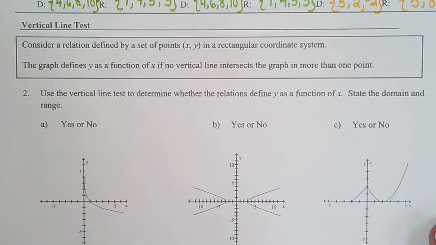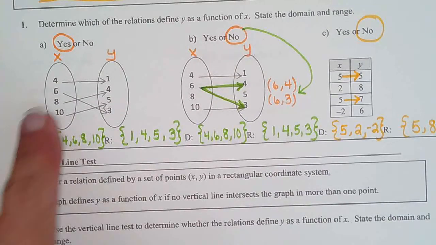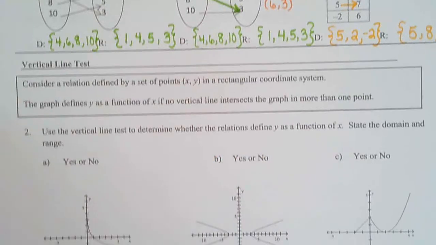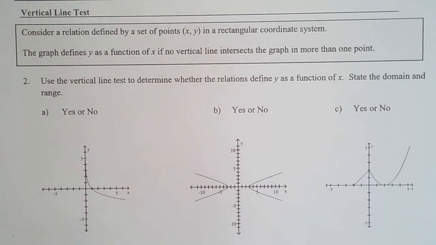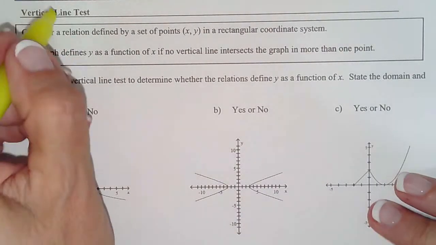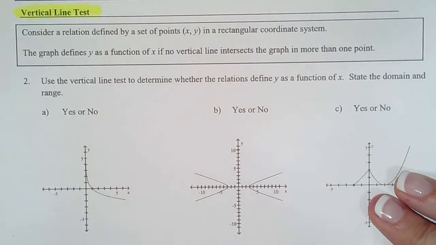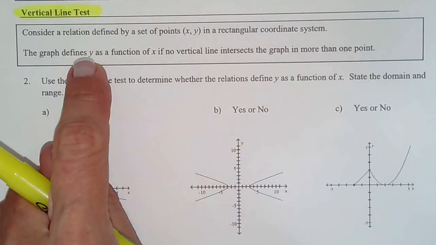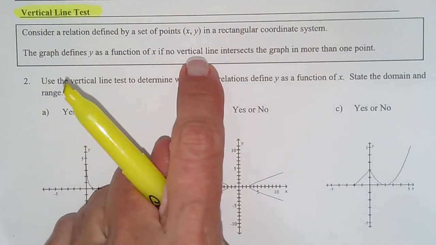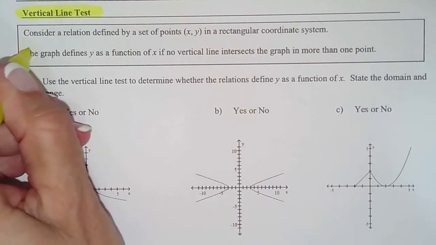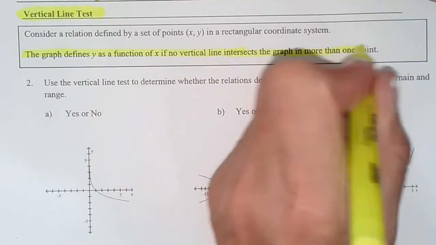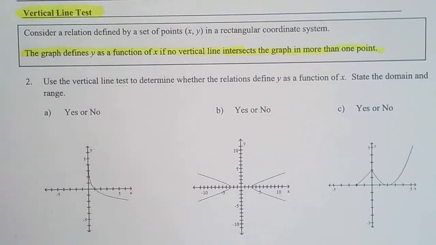Okay, so we know how to tell a function when we're given a set of ordered pairs. How do we tell if it's a function when we're given a graph? And that brings us to the vertical line test. So the graph is a function if no vertical line intersects the graph in more than one point. So we pass a vertical line across the graph, and if it only intersects once, it's a function. If there's any place where I could intersect it twice, it's not.